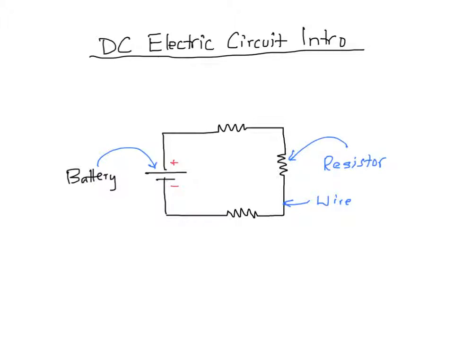So in a DC circuit, unlike your house, which runs on alternating current, a battery supplies direct current, which always goes in the same direction. In your house, believe it or not, the current switches directions 60 times a second. That's 60 hertz alternating current. So in this direct current battery, we've got current flowing from the positive terminal to the negative terminal.